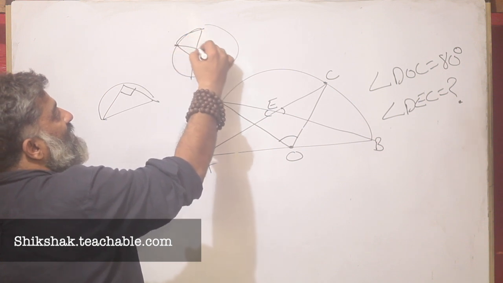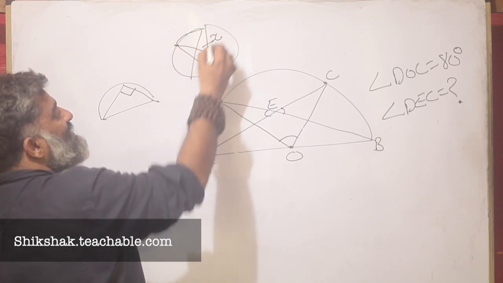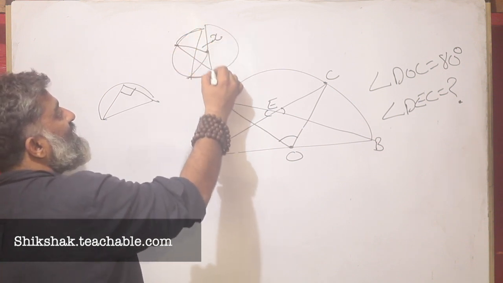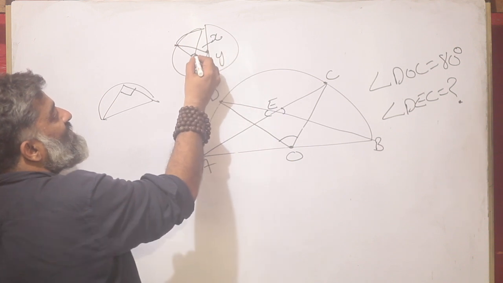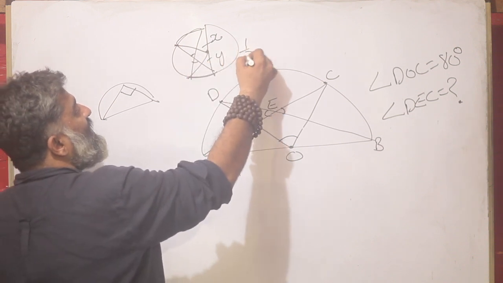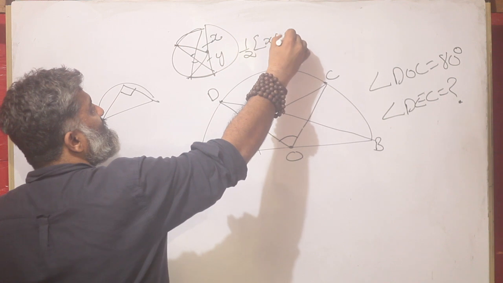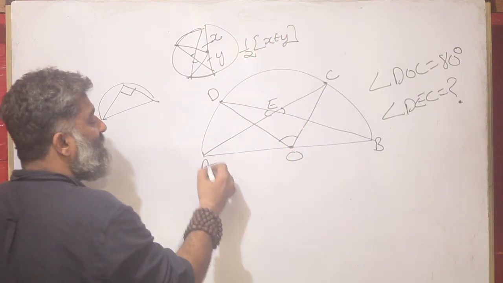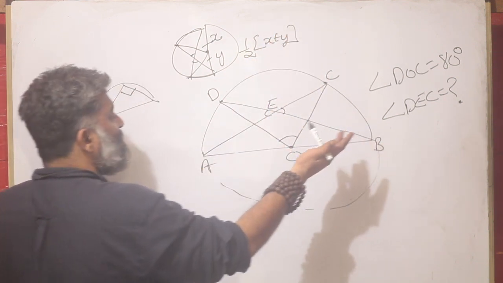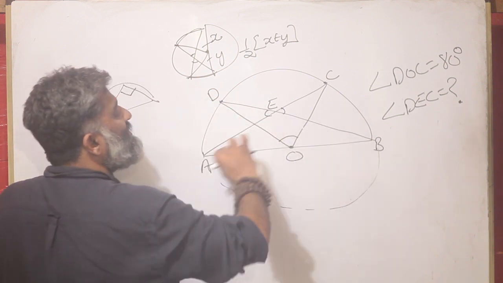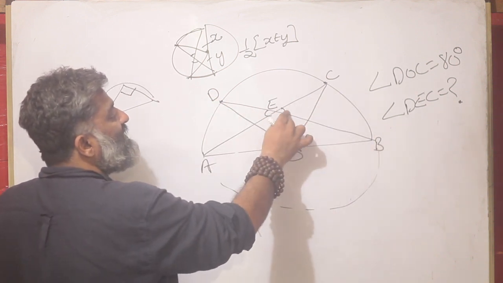This segment, let's say it creates an angle X and this segment creates an angle Y. I know this angle is going to be half of X plus Y. So same idea, imagine the full circle to be there, it doesn't matter. These are two chords for you. This is where they are intersecting.